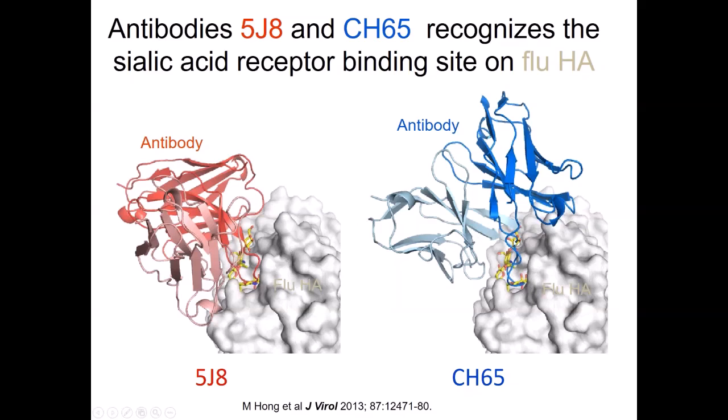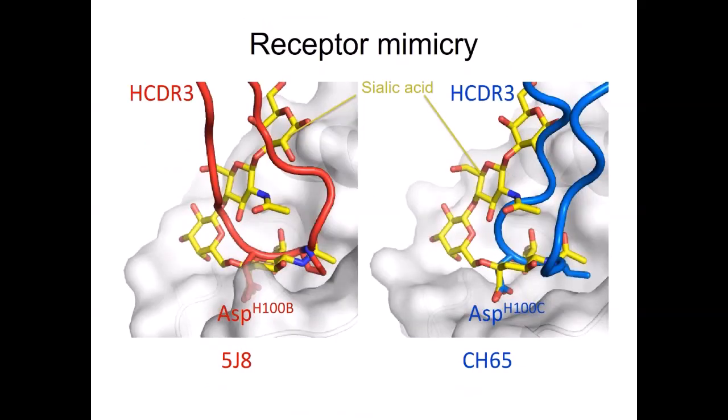On the right, the same thing occurs in which you get a heavy chain CDR3 inserting in the receptor binding domain. But if you look closely, these antibodies are coming in from different directions and over different rims of the receptor binding domain. And if you look closely at the CDR3 representations, again, the sialic acid is in the same position, of course, on the same HA, but again, you're getting different angles of approach of these independently derived human monoclonal antibodies.